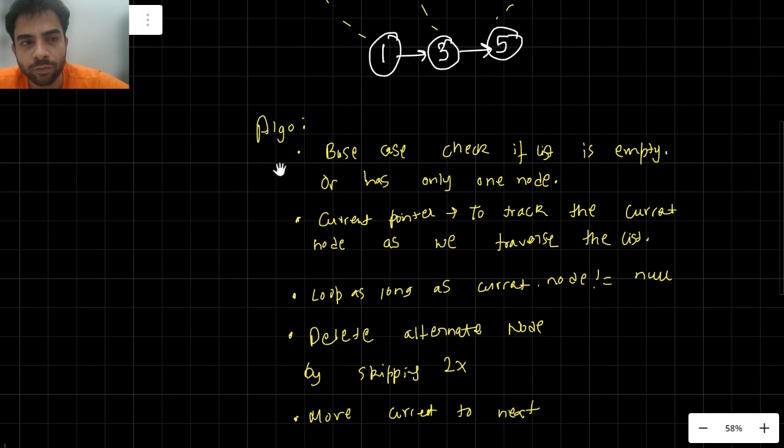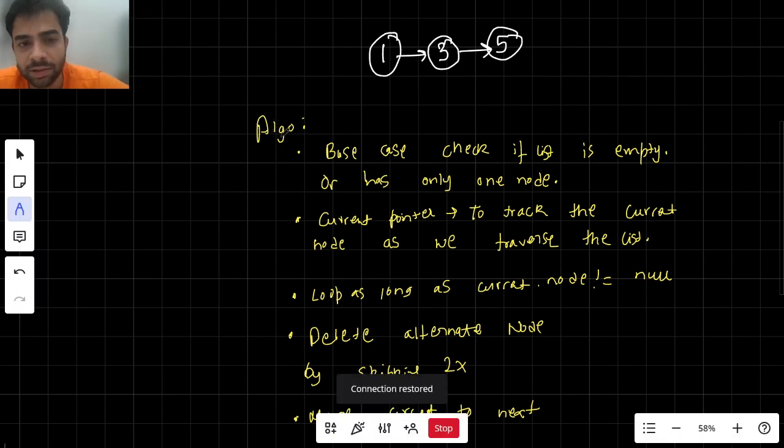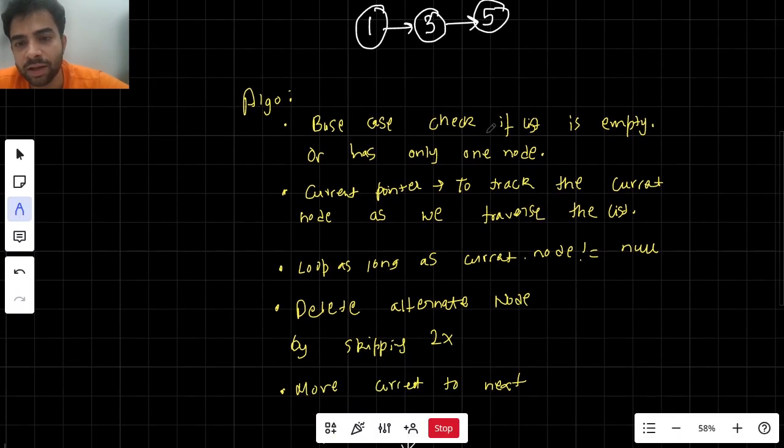So what is the algorithm? What we can see clearly is that we have a base case to check if the list is empty or has only one node. That's very simple. Every algorithm has a base case. Now we have a current pointer. We will initialize, say, node head.